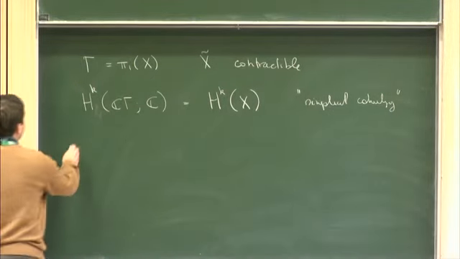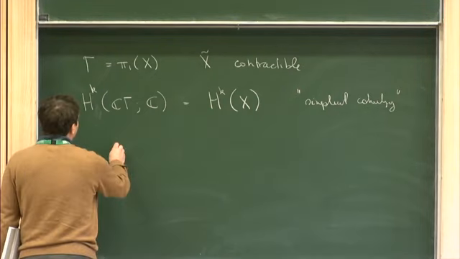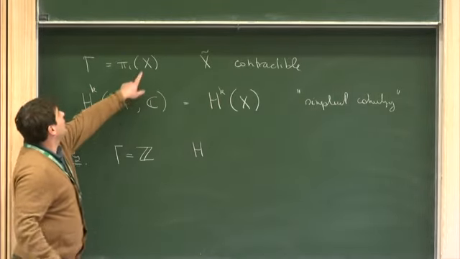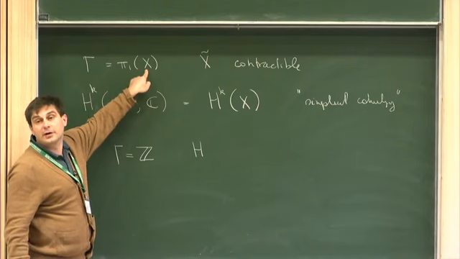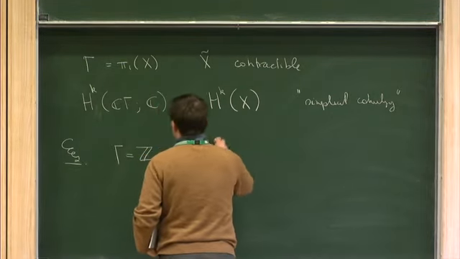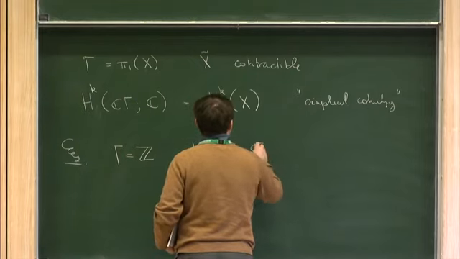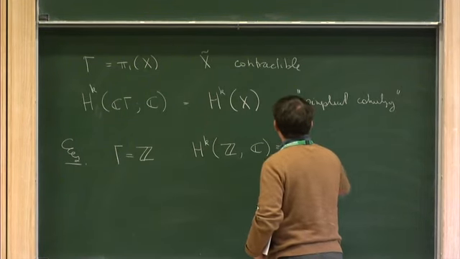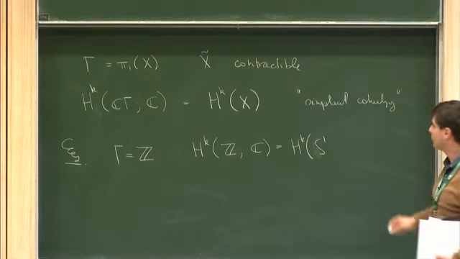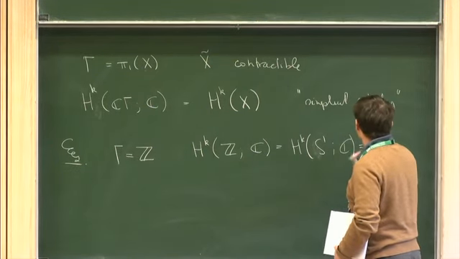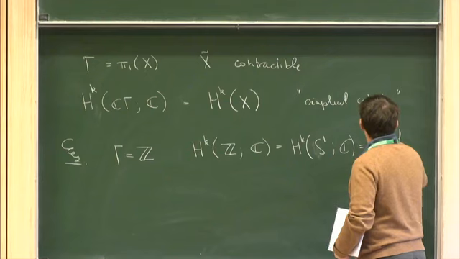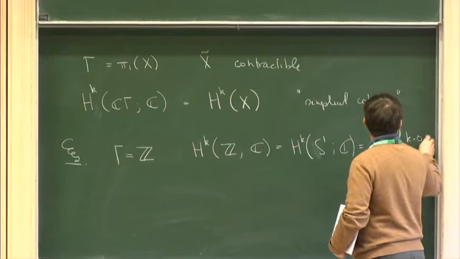For example, if you take gamma to be Z, the X you will take here is the circle. The universal cover of that is the real line, which is contractible. And so what you find is that the cohomology of Z with coefficients in C is just the same thing as the cohomology of the circle. So let me write it S1 to indicate that this is a topological space, not a group, with coefficients in C. And this is, of course, just C if k is equal to 0 or 1 and 0 otherwise.